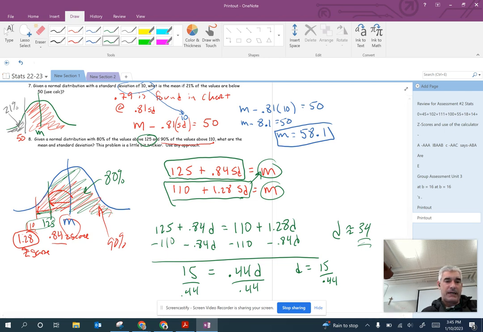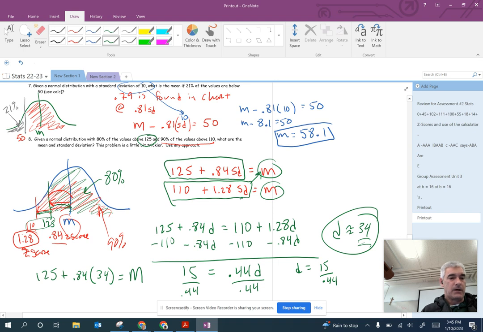So now how would I find the average? Well, I know if I started at 125 and I went up 0.84 standard deviations, I'll reach the median or the middle, the mean. They're all the same, right? And it's normal distribution. So I'm going to write here 125 plus 0.84, and I do know my standard deviation is 34. I'll get the average. Or if I wanted, I could do 110 plus 1.28 standard deviations will equal the average as well. So either one of those.